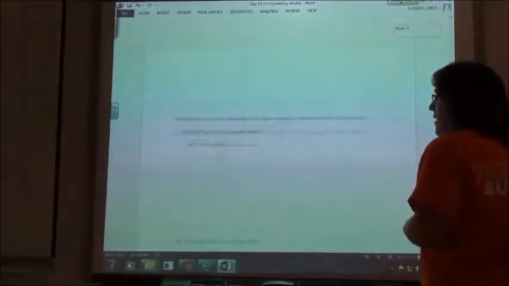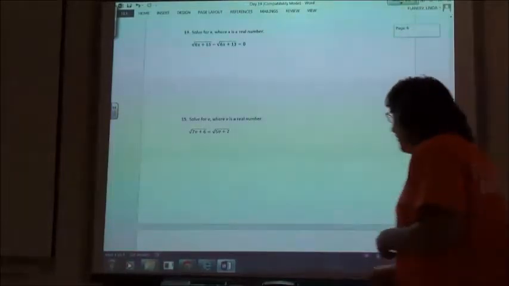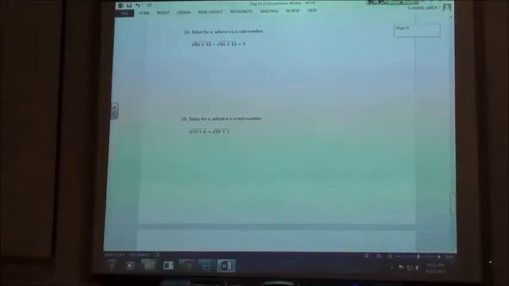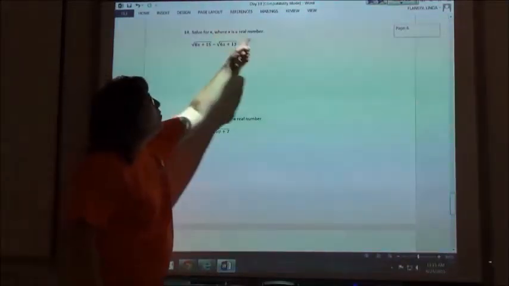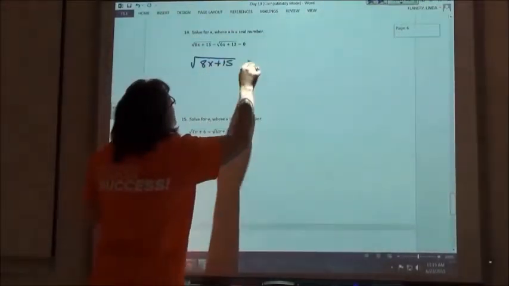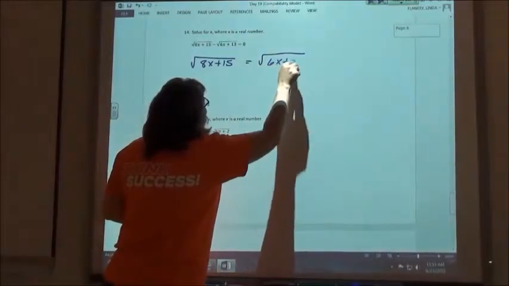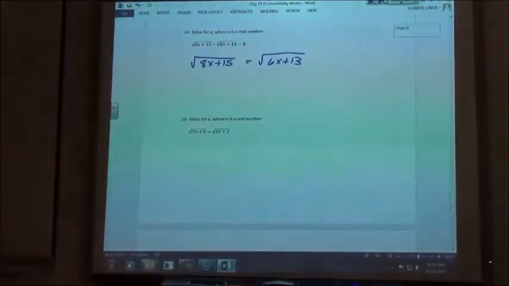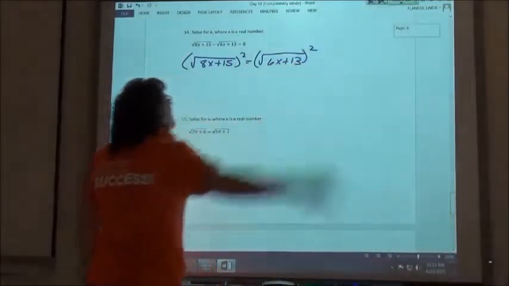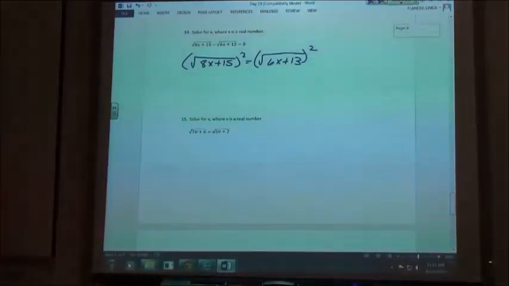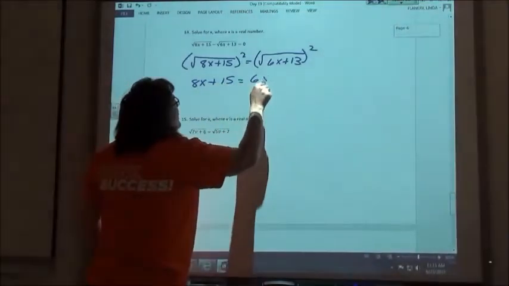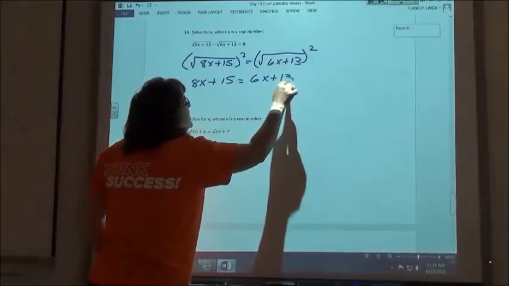Number 14. On this one, I've got my square roots on the same side. I want to make sure they're on opposite sides. So I'm going to move the negative one over here to make it positive. So I'm going to have the square root of 8x plus 15 equals the square root of 6x plus 13. And then I can square both sides. If I square both sides, I'm going to get 8x plus 15 equals 6x plus 13.